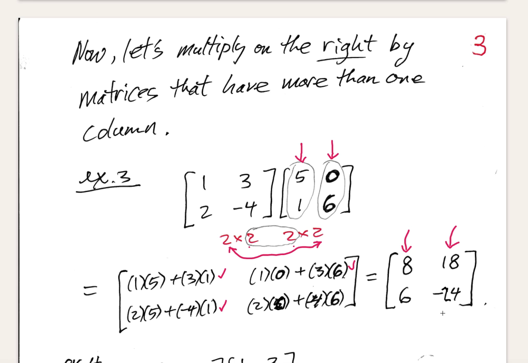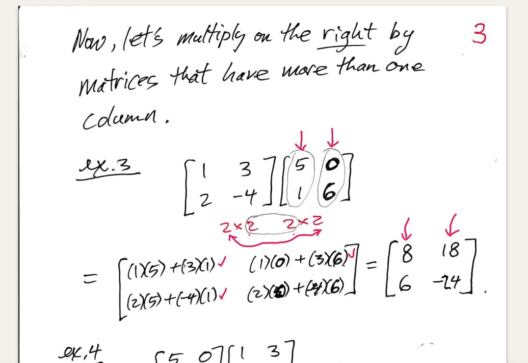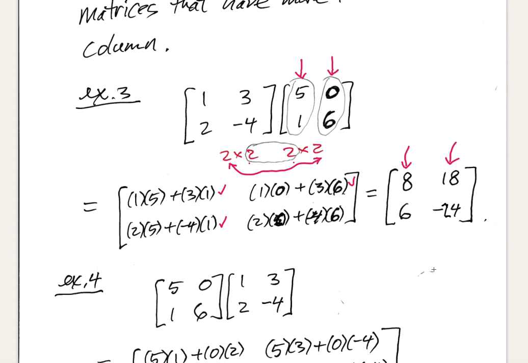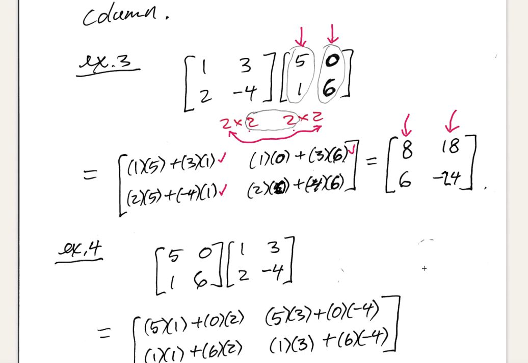Okay? Let's see if we did the rest of my arithmetic correctly. I'm starting to wonder here. Okay, 5 plus 3 is 8. Cool. 0 plus 18 is 18. Very good. 10 plus negative 4 is 6. 0 plus negative 24 is negative 24. Okay, so we're good now here. All right.